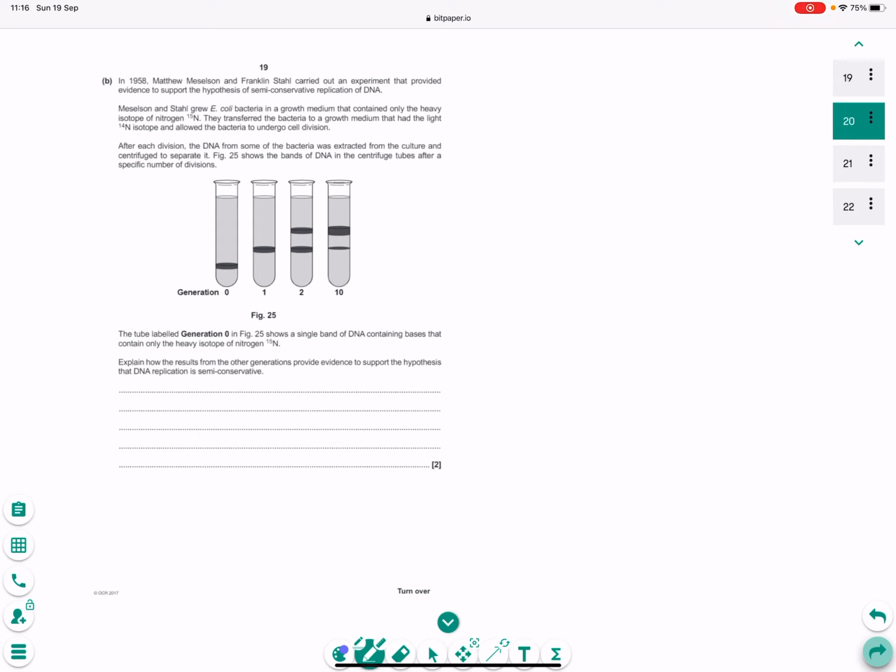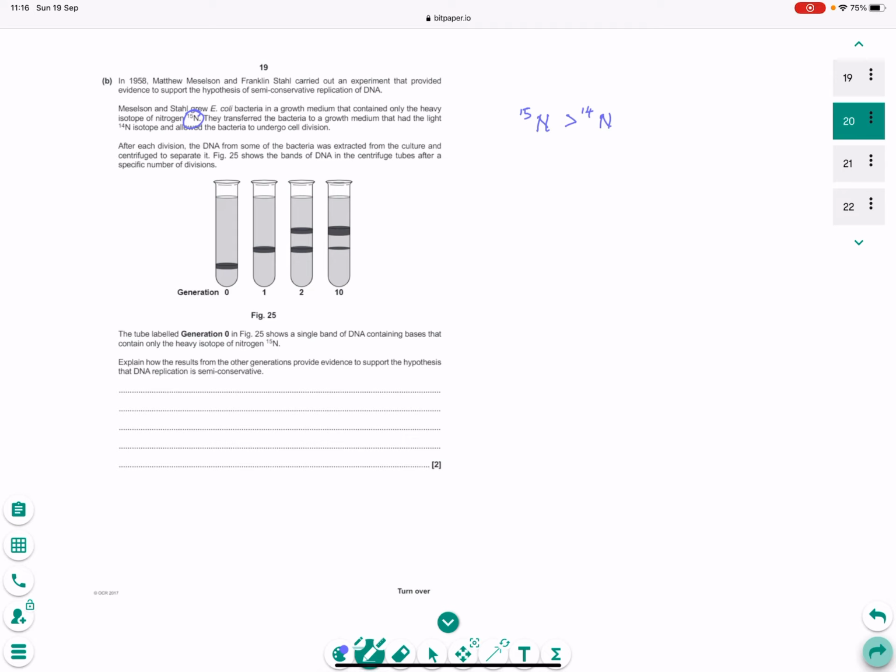Meselson and Stahl. In 1958, Matthew Meselson and Franklin Stahl carried out an experiment that provided evidence to support the hypothesis of semi-conservative replication of DNA. Meselson and Stahl grew E. coli bacteria in a growth medium that contained only the heavy isotope of nitrogen. Nitrogen-15. It's heavier. It's got an extra neutron. It's heavier than a normal nitrogen, which is nitrogen-14.